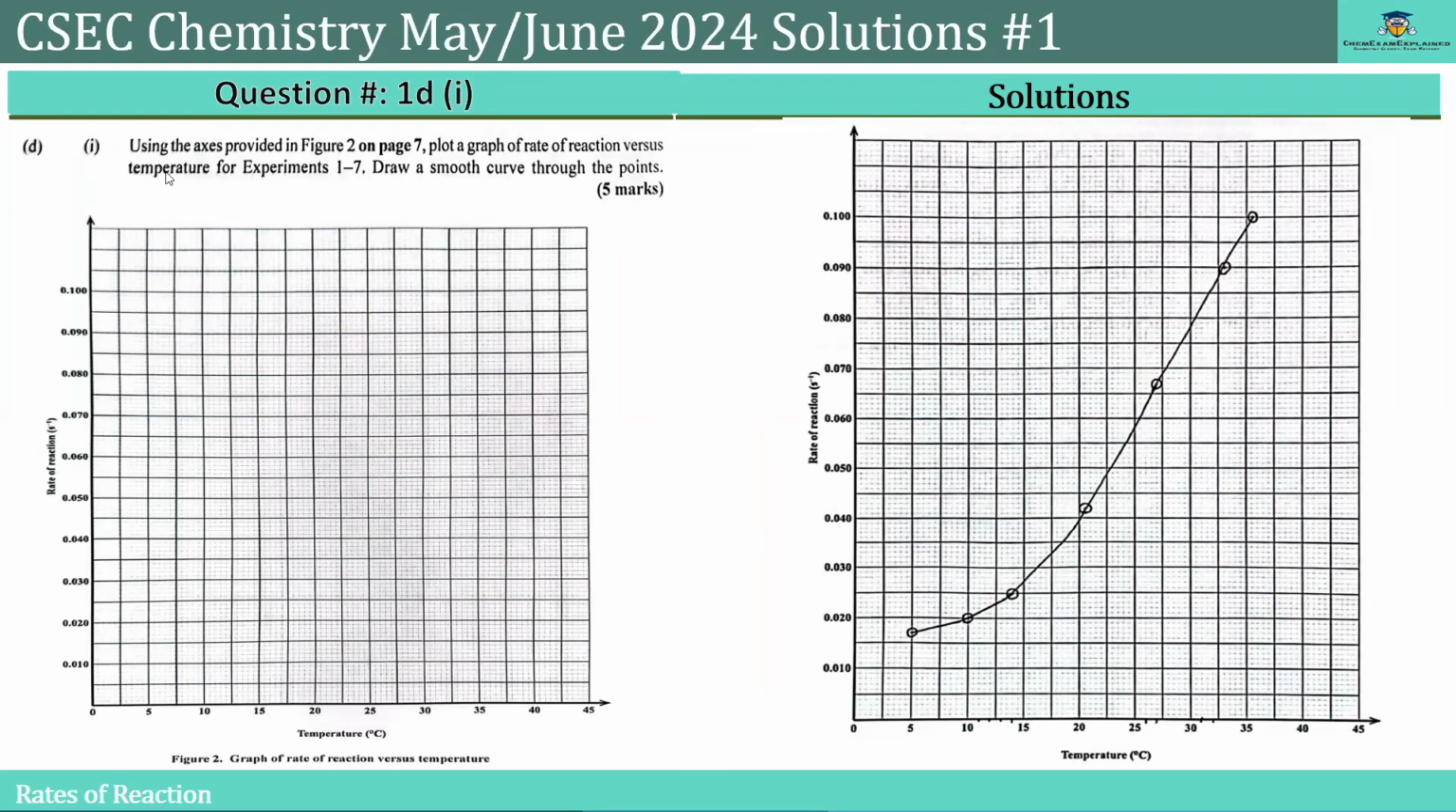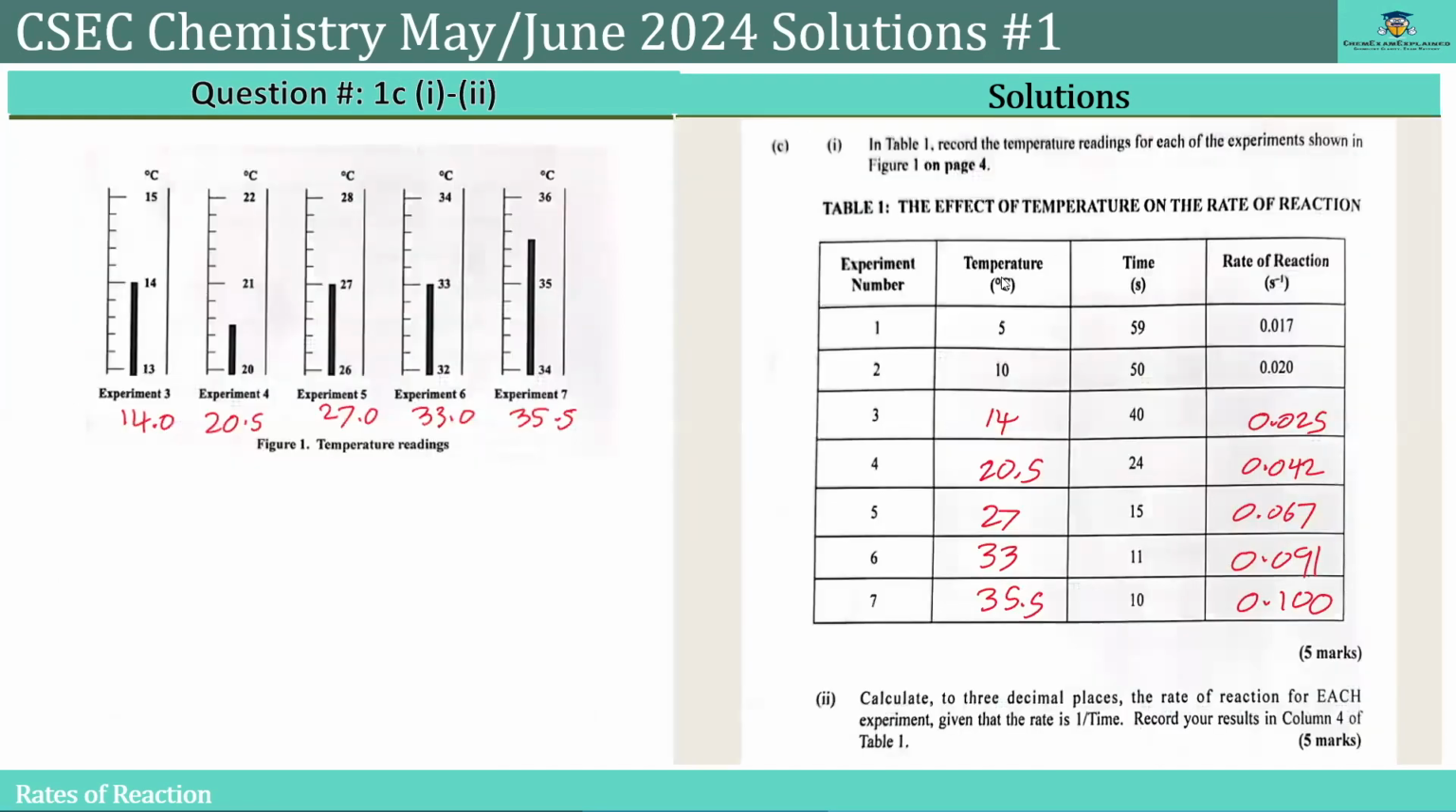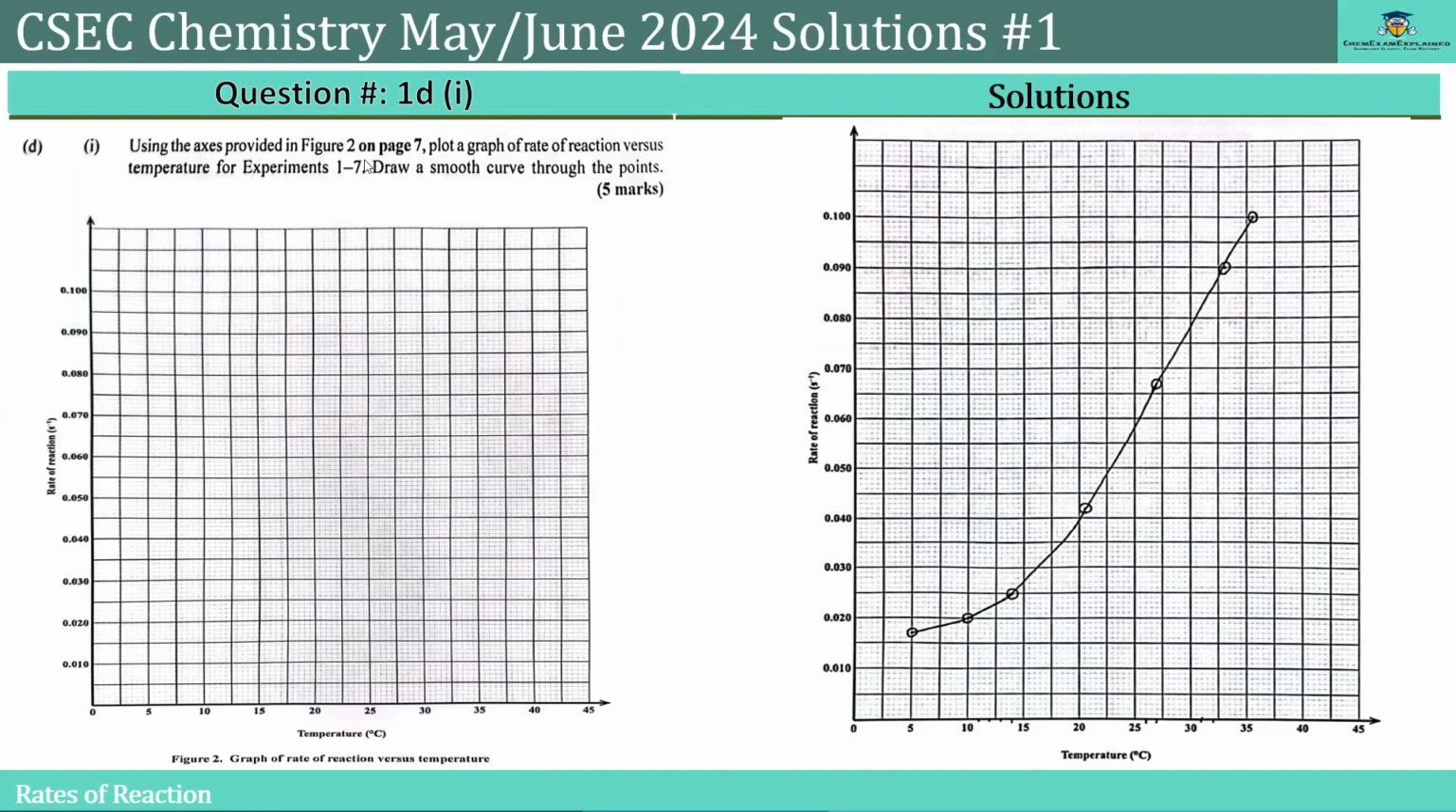1D Part 1. Using the axes provided in Figure 2 on page 7, plot a graph of rate of reaction versus temperature for experiments 1 to 7. Draw a smooth curve through the points. So what we'll do is, we'll examine the table one more time, and these values will be placed on the x-axis, and these values will be placed on the y-axis. So we'll go back here, and the next thing to note, they require a smooth curve. So ensure you read the questions properly. They want a smooth curve, not a line of best fit.